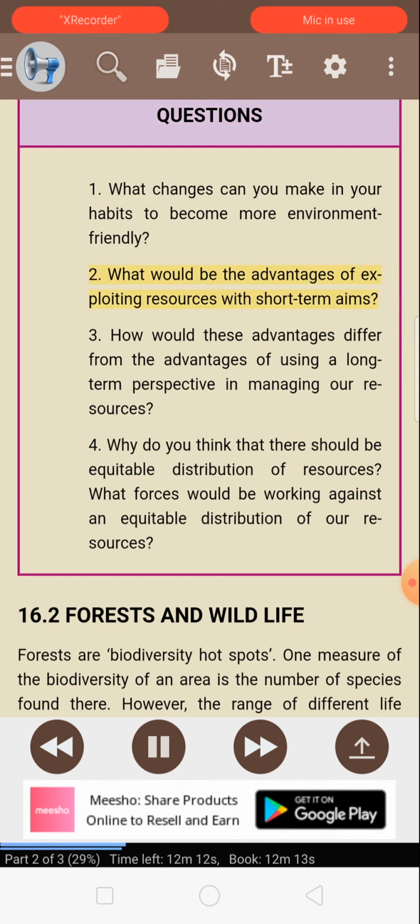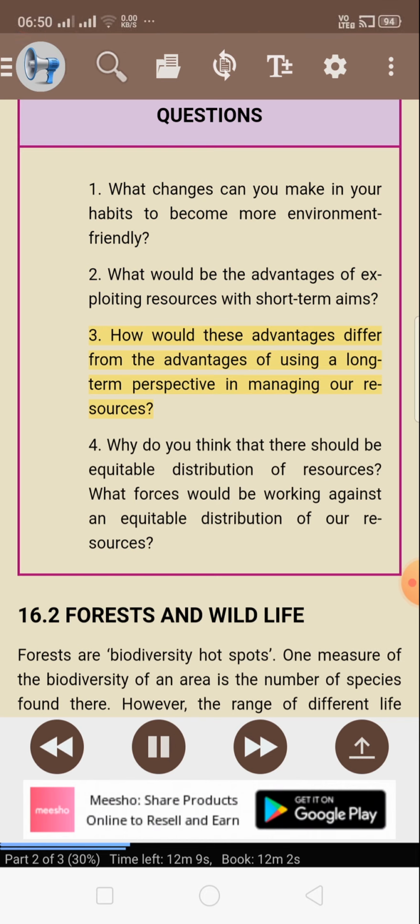2. What would be the advantages of exploiting resources with short-term domains? 3. How would these advantages differ from the advantages of using a long-term perspective in managing our resources? 4. Why do you think that there should be equitable distribution of resources? What forces would be working against an equitable distribution of our resources?